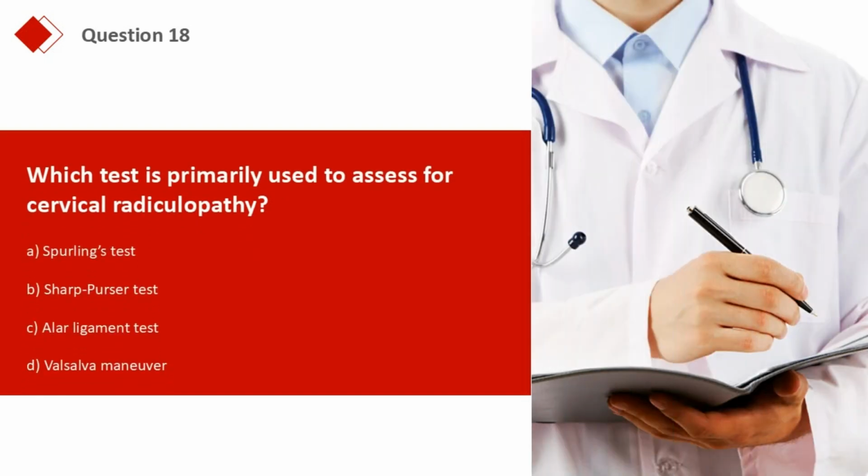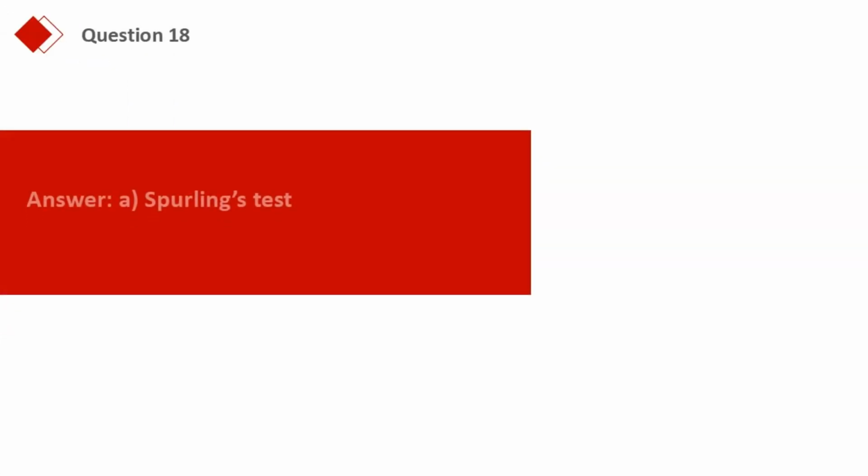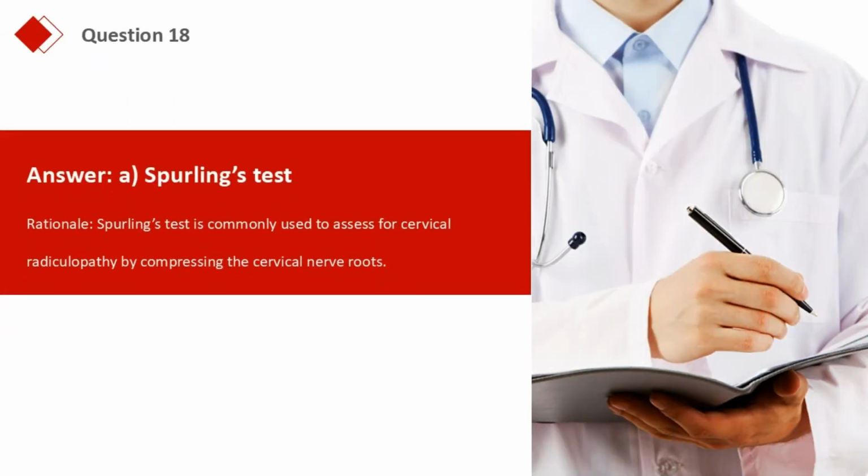Question 18. Which test is primarily used to assess for cervical radiculopathy? A. Spurling's test. B. Sharp-Purser test. C. Alar ligament test. D. Valsalva maneuver. Answer: A. Spurling's test.